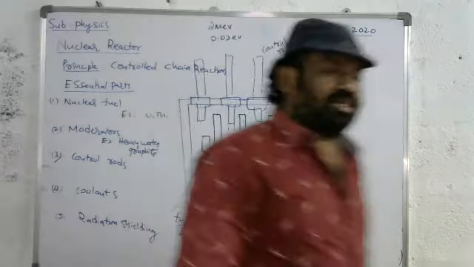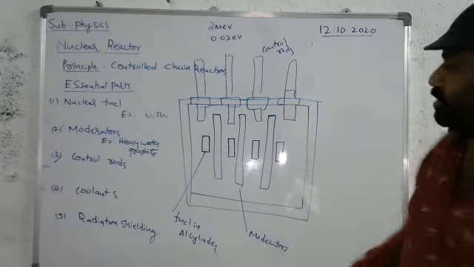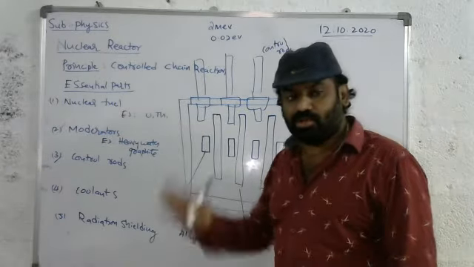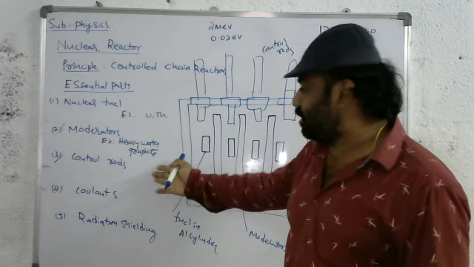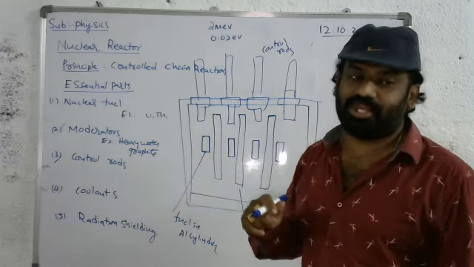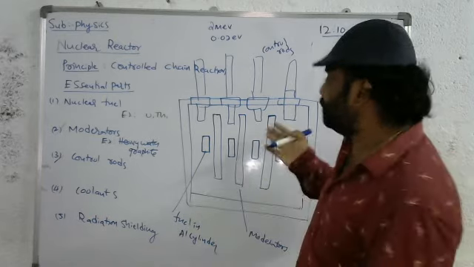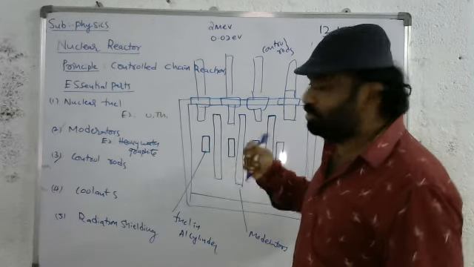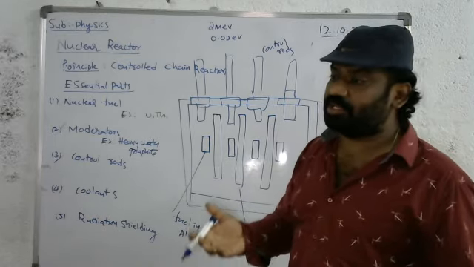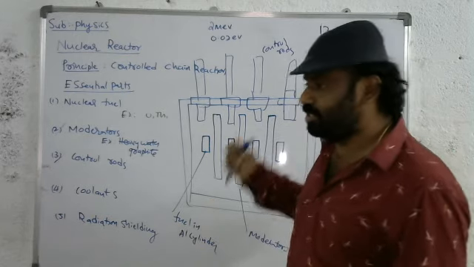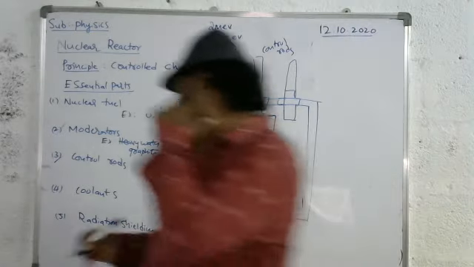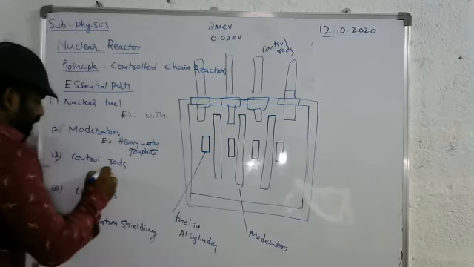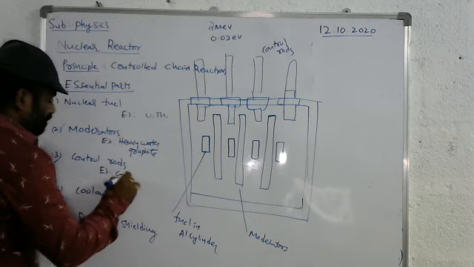Now look at the control rods. Control rods are used to control the chain reaction, the rate of reaction. When there is an excess of neutrons in a nuclear reactor, they can absorb the neutrons present in the reactor and produce a steady rate of reaction. The examples for the control rods are cadmium and boron rods.